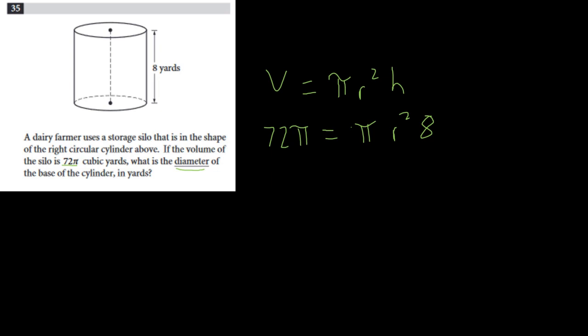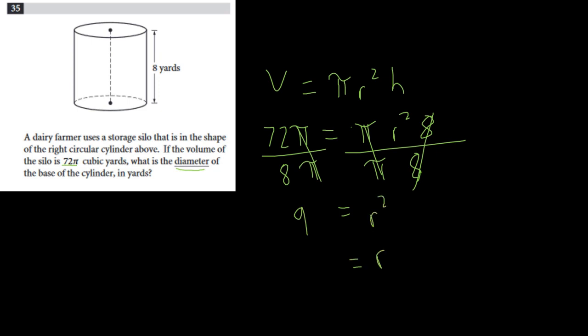And then from here, I can divide by pi, divide by 8. They'll cancel out. The pi's cancel out. 72 divided by 8 is 9, equals r squared. R will essentially equal 3 because we'll square root it. Now the question is, what is the diameter? We know diameter is twice the radius, so diameter will equal 6.